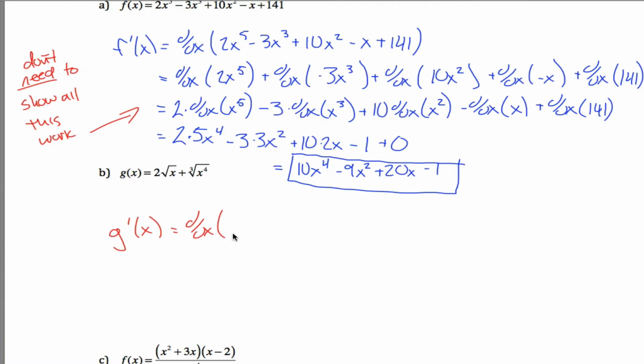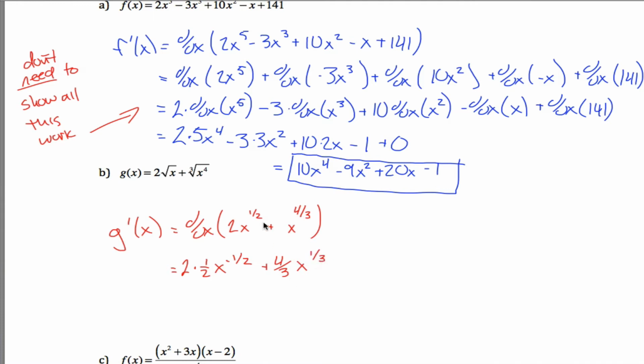Really what you're being asked is to find the derivative of 2x to the 1/2 power, because the square root of x is x to the 1/2, plus x raised up to the 4/3 power, because the cubed root of x to the fourth is really just x to the 4/3. And that's a derivative I can figure out. This is 2 times 1/2 x to the negative 1/2 plus 4/3 x to the 1/3.